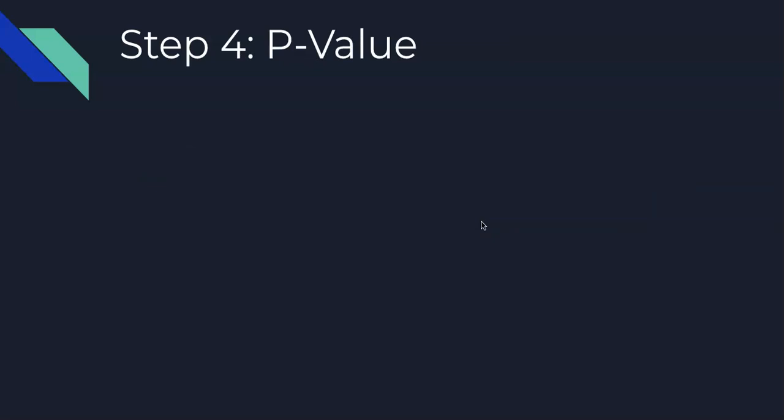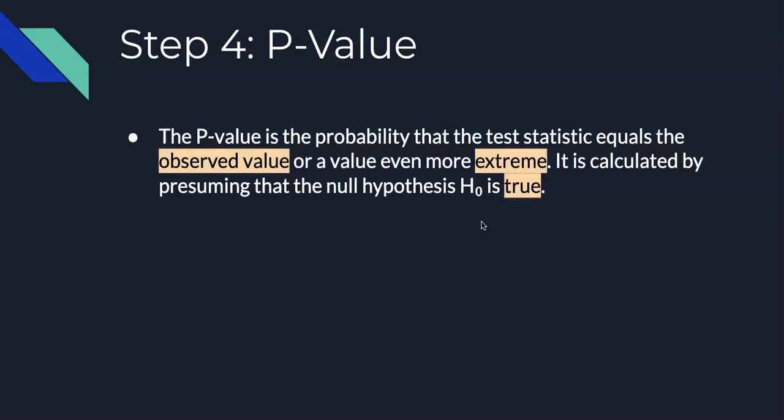The p-value, this is your evidence. This is the evidence that will help us reject the null or fail to reject the null. So the p-value is what you're going to have to report. The p-value is the probability that the test statistic equals the observed value or a value even more extreme. Something like, what's the chance that I see a 45 minute or even longer delivery time? That's the p-value: the probability of something equal to the observed value or even more extreme.